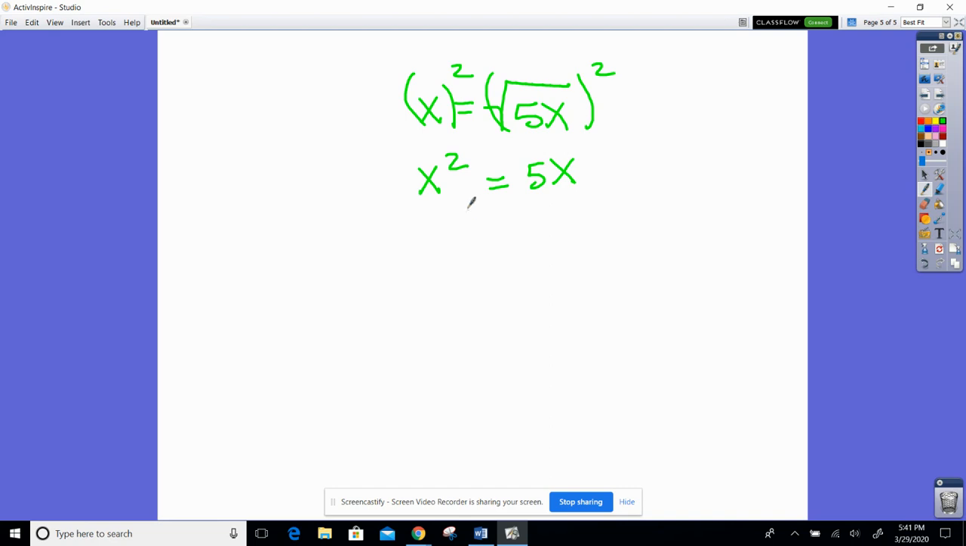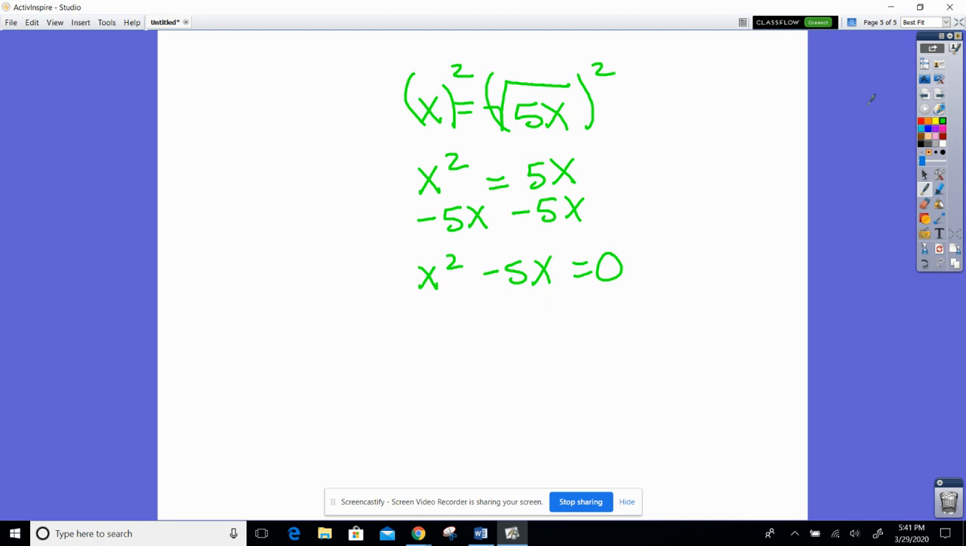All right, now if you notice, we have x squared. That means that this is a quadratic. Since it's a quadratic, we have to get one side equal to 0. So I'm just going to get this side over here equal to 0 by subtracting 5x on both sides. So minus 5x minus 5x. So I have x squared minus 5x equal to 0. Now that it's equal to 0, I can solve the quadratic.